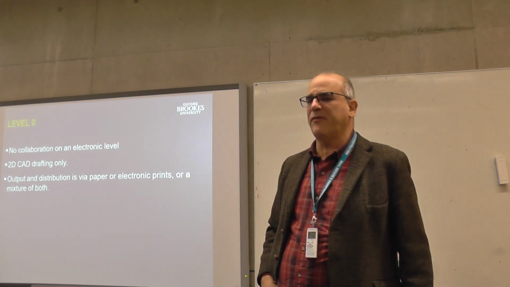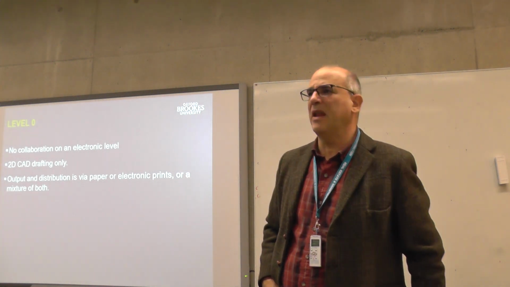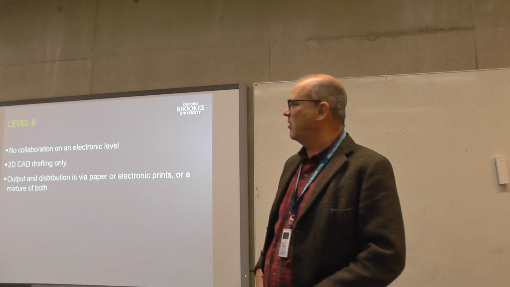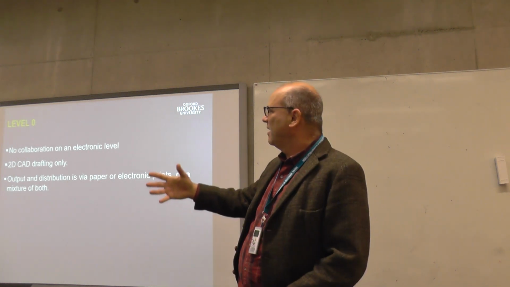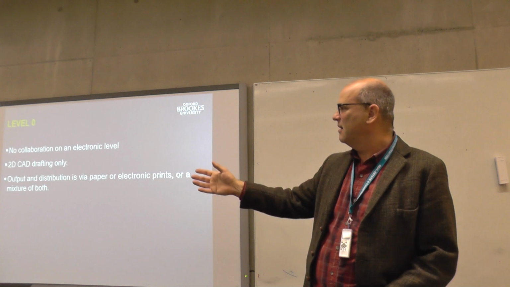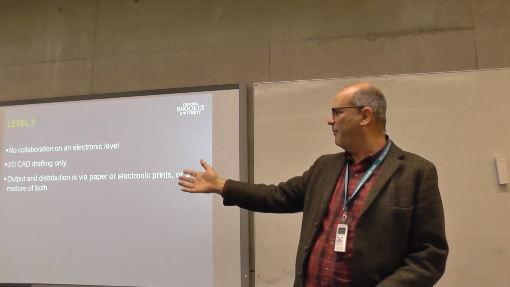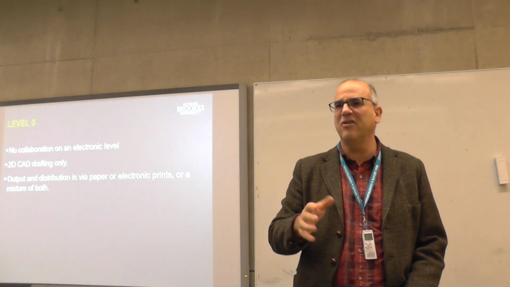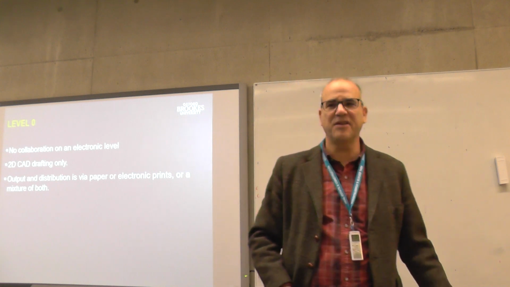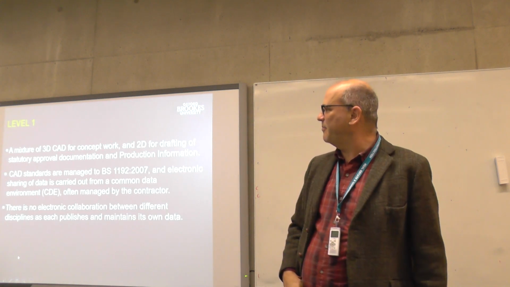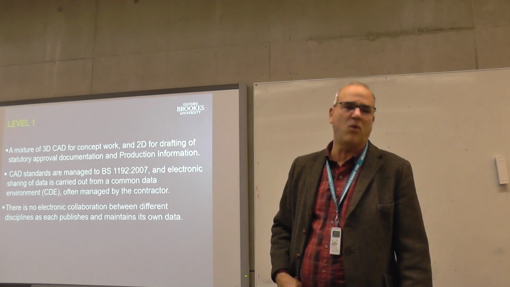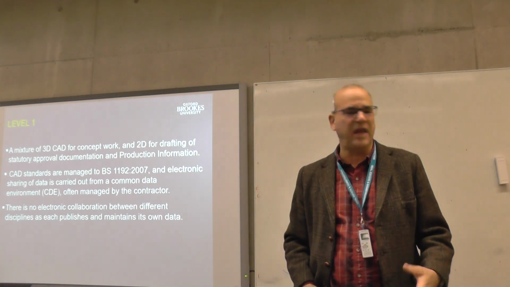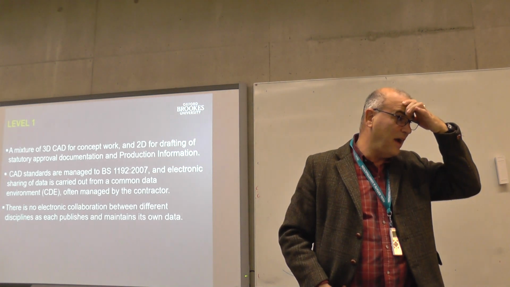I wanted to finish up in just a few minutes, and I just wanted to talk about the different levels and where we're at. I mentioned it briefly, but level 0 is no collaboration, 2D CAD drafting only, output distribution via paper or electronic mixture mode. This is probably where the standard is in the industry right now. Level 1 is maybe the more sophisticated job, where you have a mixture of 3D CAD for construction work and 2D for drafting.